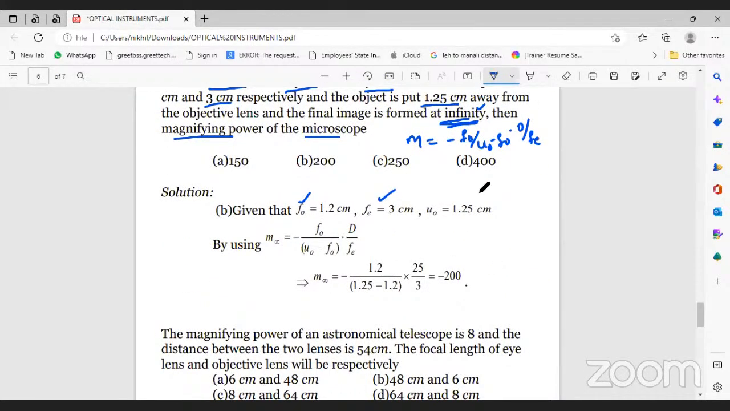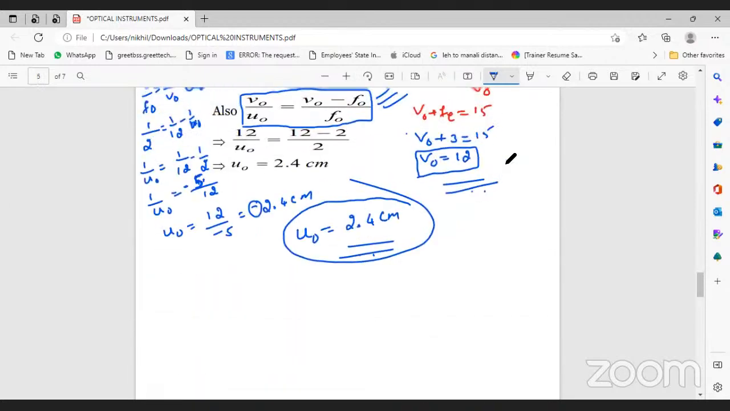This second case, you can use this formula also: minus V naught by U naught into D divided by Fe. D by Fe I have kept as it is. You have to substitute for V naught by U naught, which you can borrow from the previous case also: V naught minus F naught divided by F naught, right?